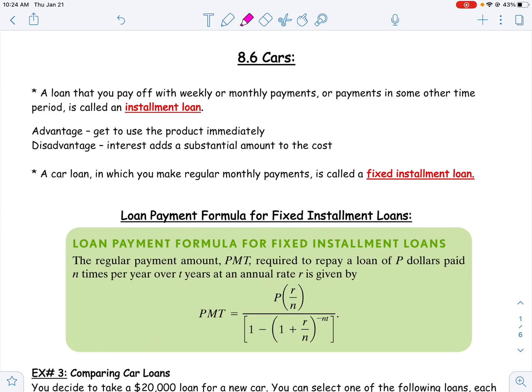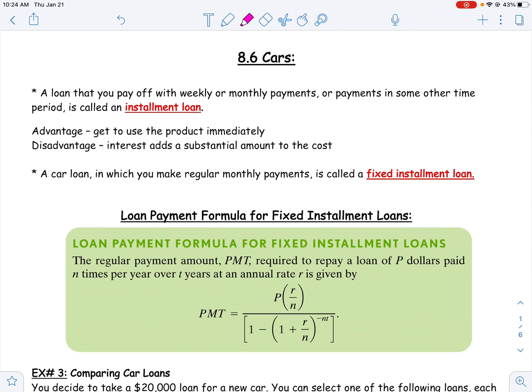So first, a loan that is paid off with weekly or monthly payments, or payments in some other period, is called an installment loan. The advantage of an installment loan is you get to use the product immediately. For example, in this section, we're going to talk about cars, right? You drive off the lot with your new car, but you haven't paid for it yet, but you get to use it right away. The disadvantage of an installment loan is that interest adds up substantially to the cost of your car in the end. So you have to be careful with interest and how much you actually pay for your object, whether it's a car, your home, or whatever.